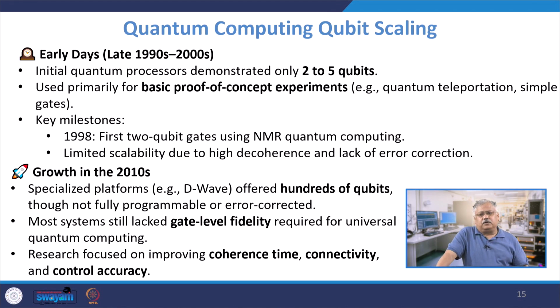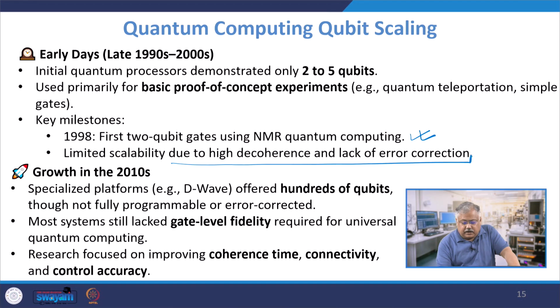POC, proof of concept experiments, right. For example, quantum teleportation and simple gates, and basic gates and their realization was done to showcase in the early days. However, the first 2 qubit gates using nuclear magnetic resonance quantum computing were done in 1998, and limited scalability due to high decoherence and lack of error correction was seen around the same time.